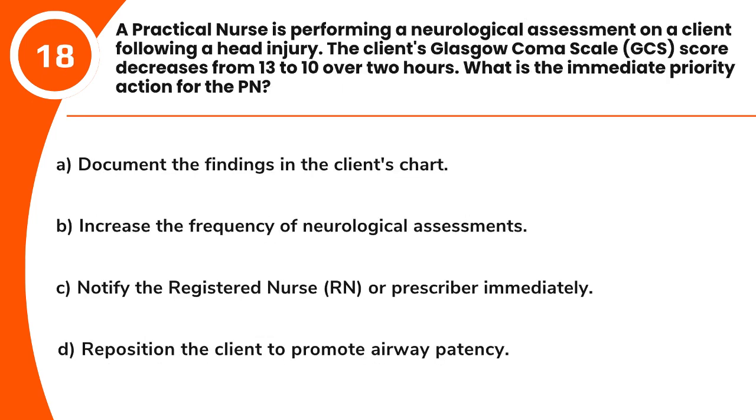Question 18. A practical nurse is performing a neurological assessment on a client following a head injury. The client's Glasgow Coma Scale, GCS, score decreases from 13 to 10 over 2 hours. What is the immediate priority action for the PN? A. Document the findings in the client's chart. B. Increase the frequency of neurological assessments. C. Notify the registered nurse, RN, or prescriber immediately. D. Reposition the client to promote airway patency.